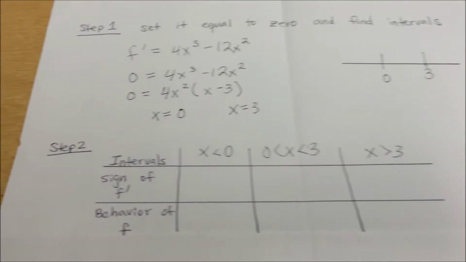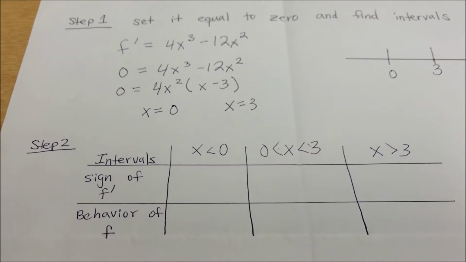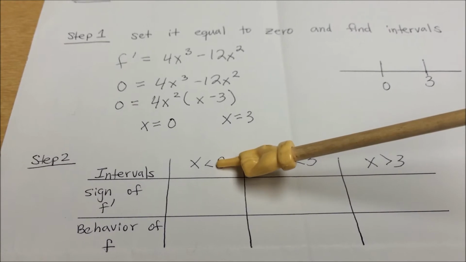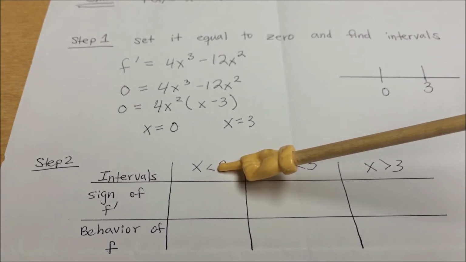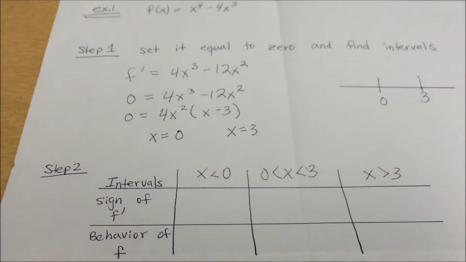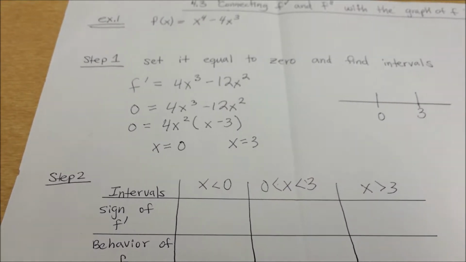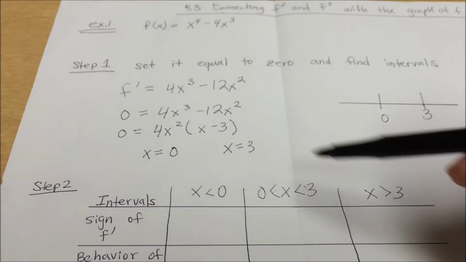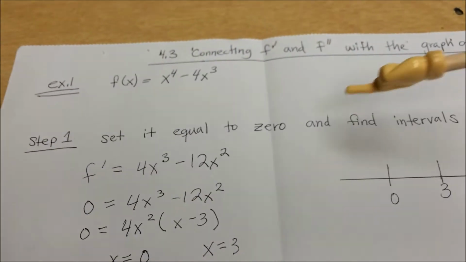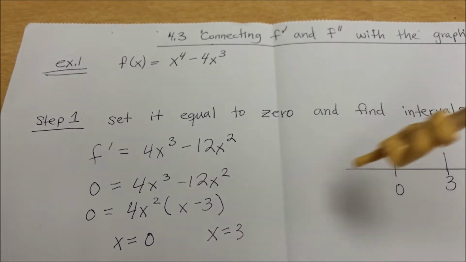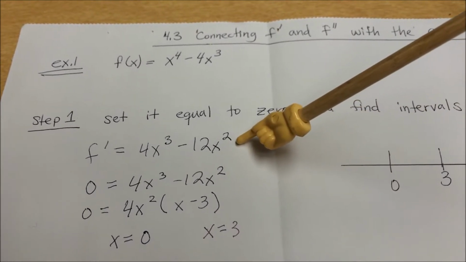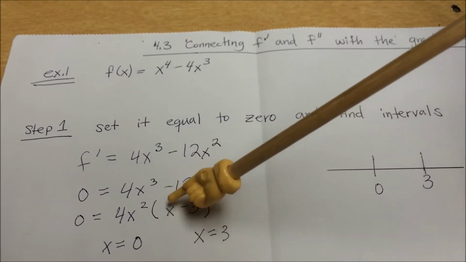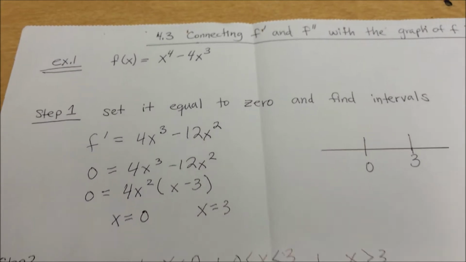For the first part, where it says find the sign of f prime, you take a random number less than 0 and substitute it into the first derivative. Let's say -1, because it's less than 0. There are a couple of places to substitute it: back into the first derivative we found, or into the factored form, which is already simplified. Let's put it in there because it's easier.